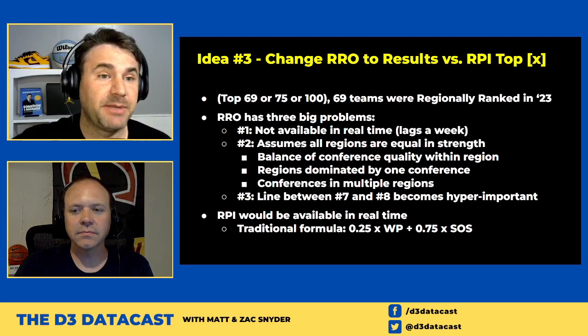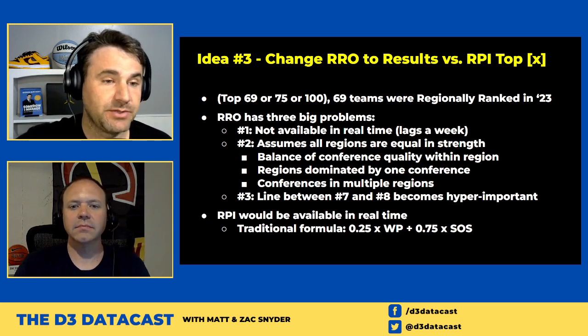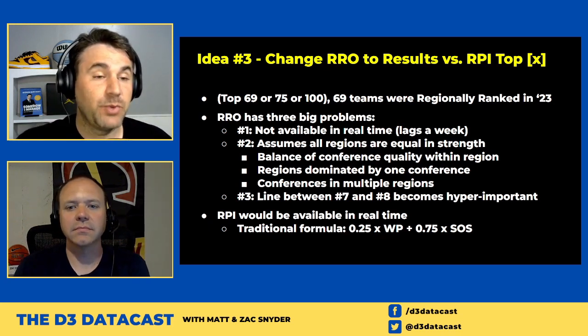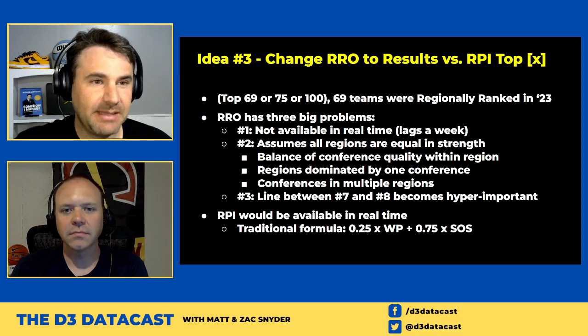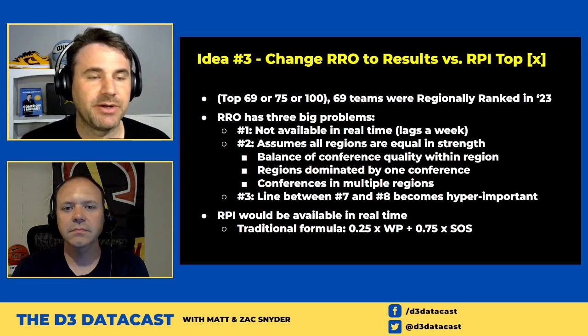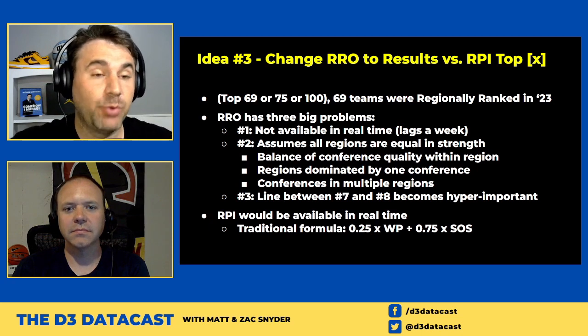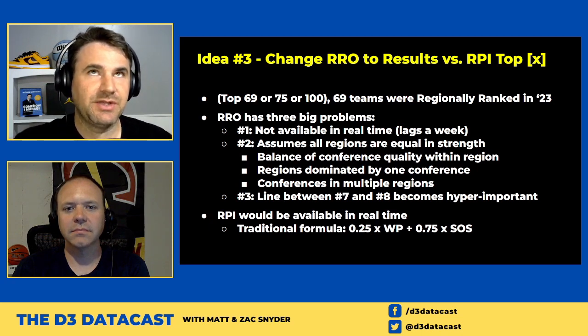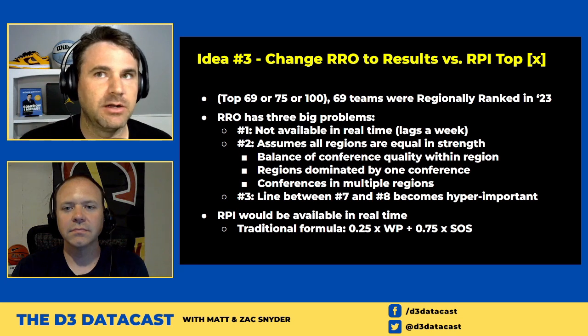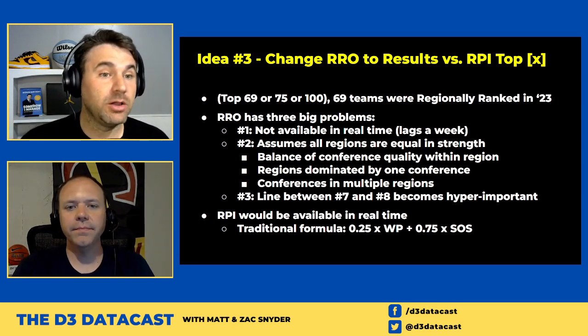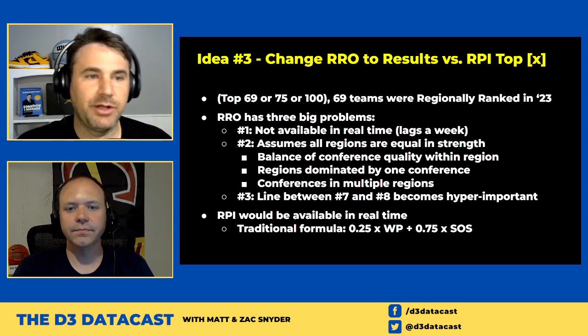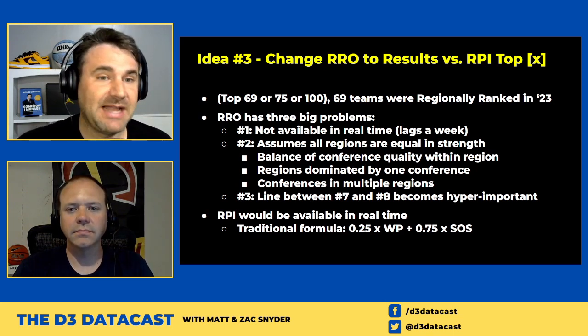I'm going to give an example later, and I'm going to use RPI top 69 because we had 69 teams in the regional rankings last year. 10 regions, they all had 7 ranked, except Region 2 only had 6 because it was a smaller number of teams. I think if I was proposing this, I would go to top 100, just because I would rather set the bar lower and make sure we're getting all of the good teams. Also, 100 is a nice and round number. But I'm going to give an example that's top 69.